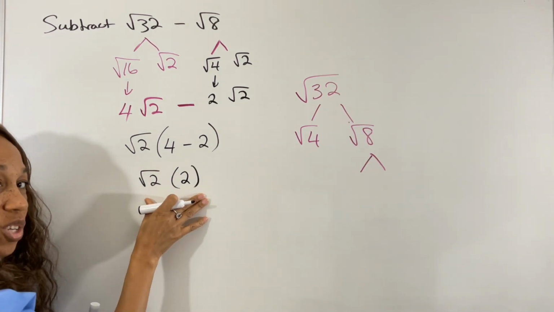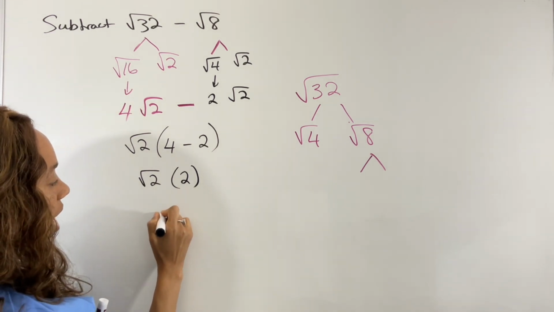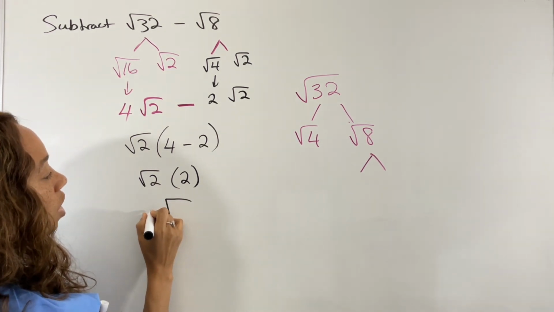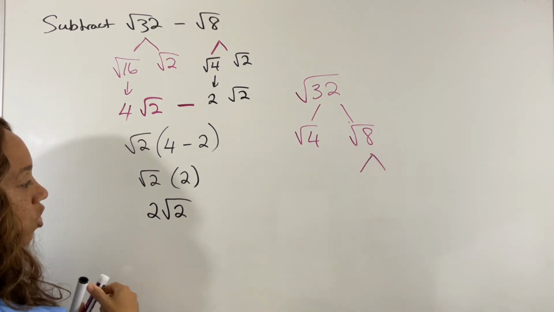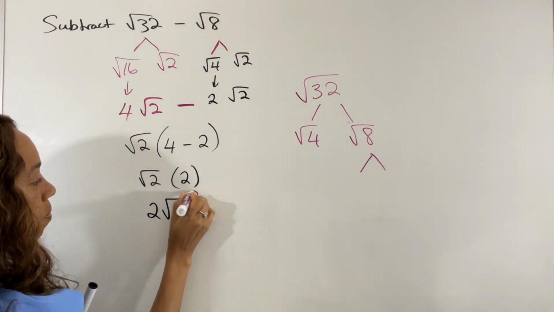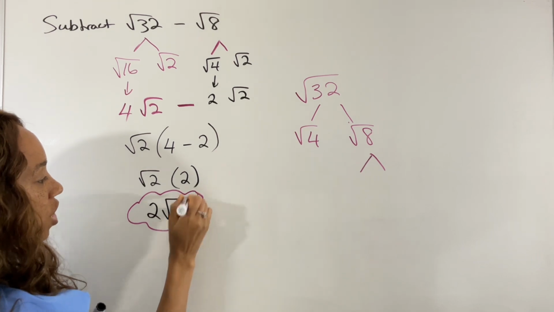Do not leave your answer as this. Your final answer now is going to be 2 radical 2. And I always tell my students, box your answer or put a cloud around your answer.